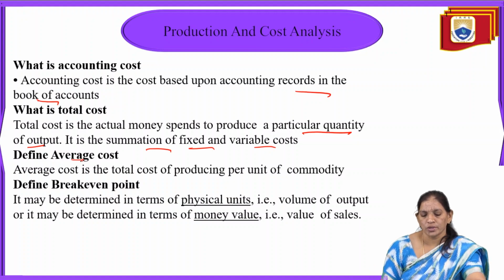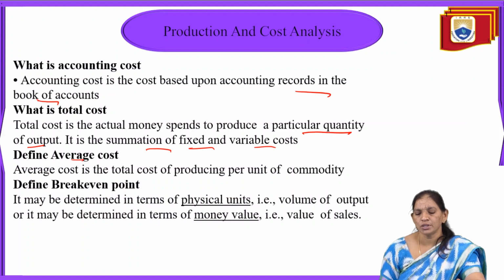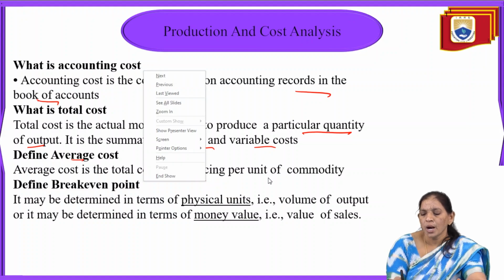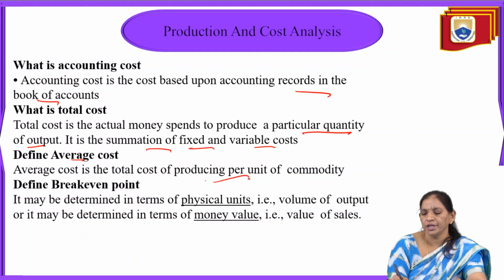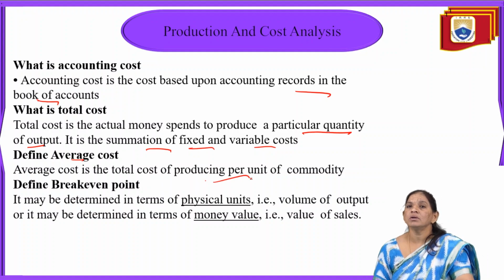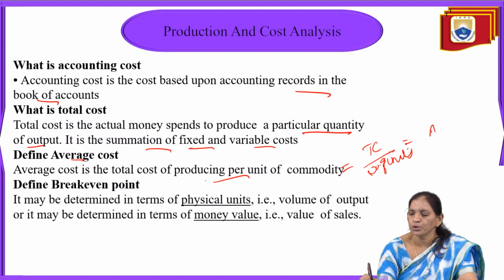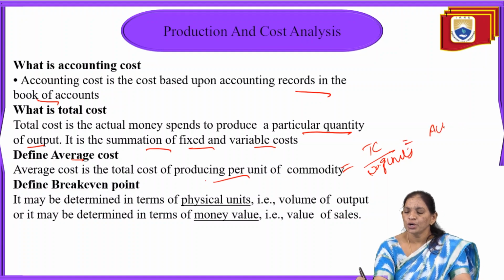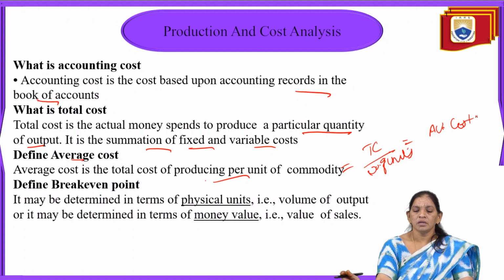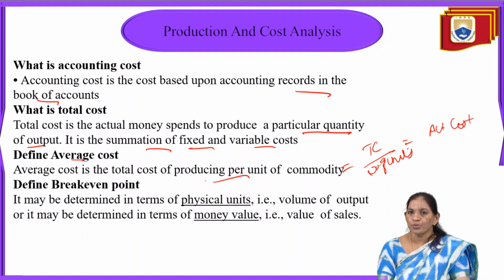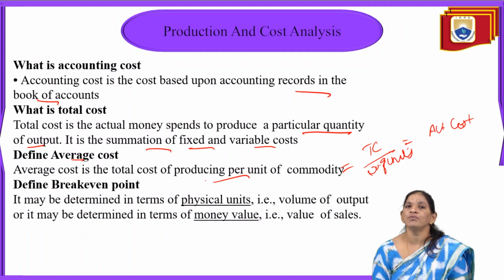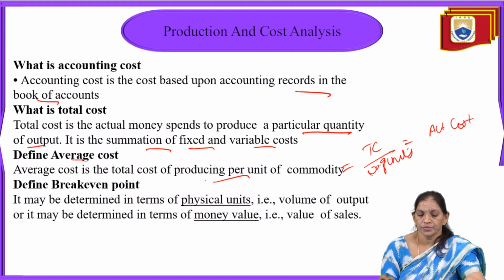Define average cost. Average cost is the total cost of producing per unit of commodity. When the total cost is divided by the number of units produced, you get the average cost. It is the total cost of producing per unit of commodity.